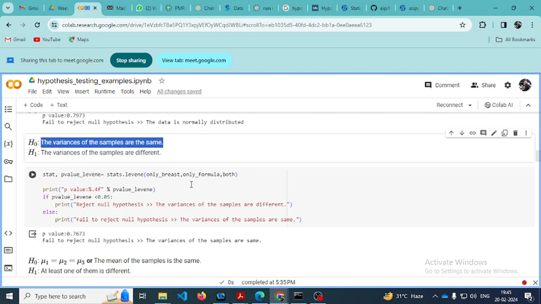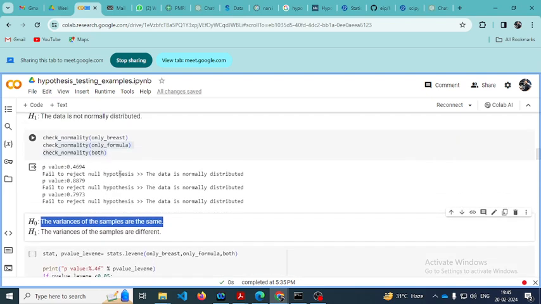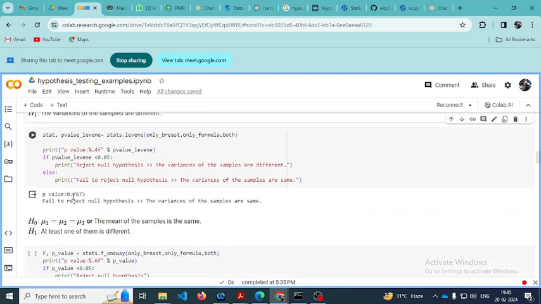Once again, to call this function, you use the Levene function to get your p-value. So it will give some p-value. In this example, based on these values, you will get your p-value as 0.7673. From this 0.7673, it will compare, and again it will fail to reject the null hypothesis. That means the variance of the samples is the same.